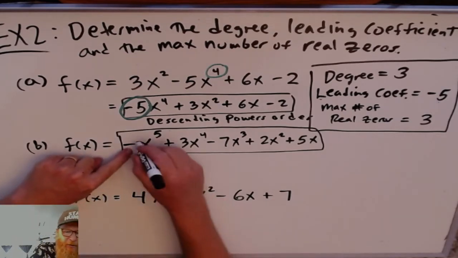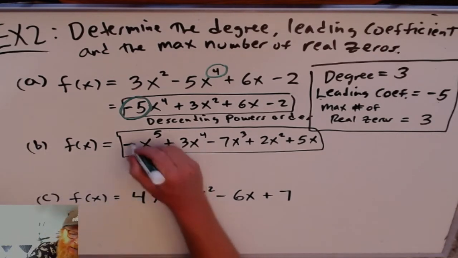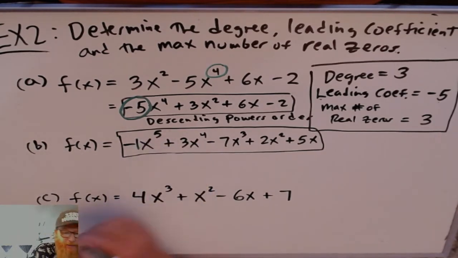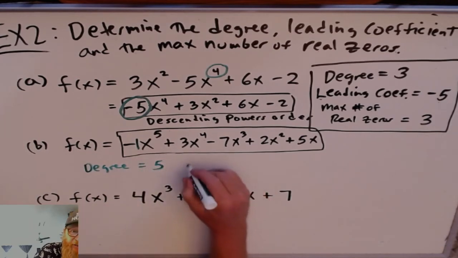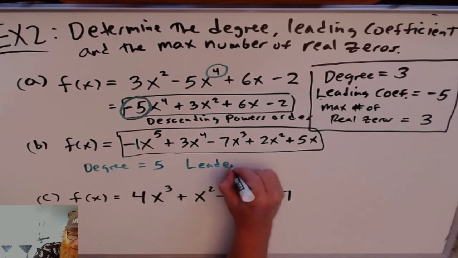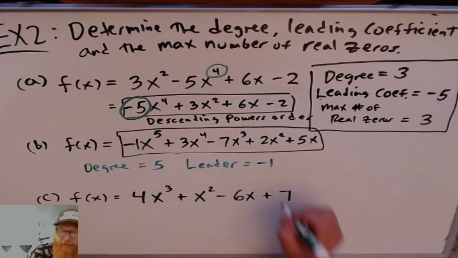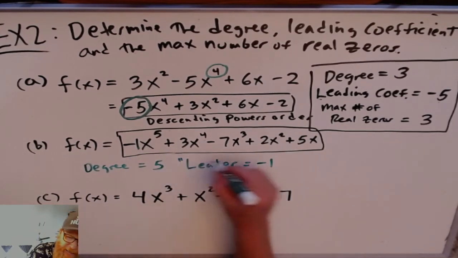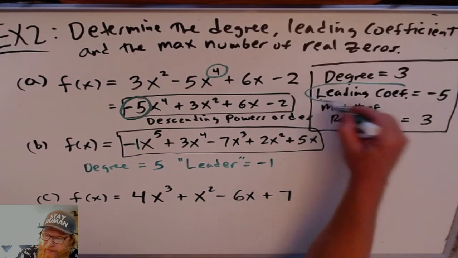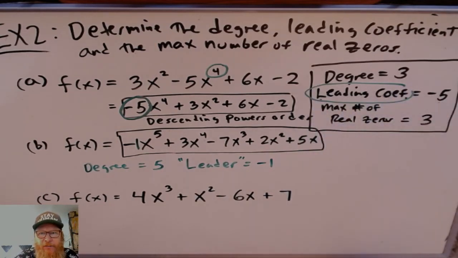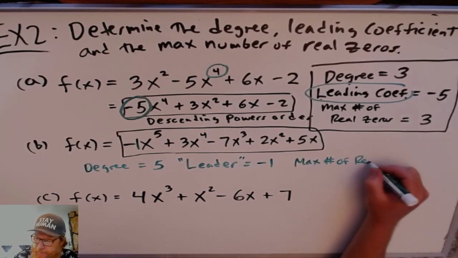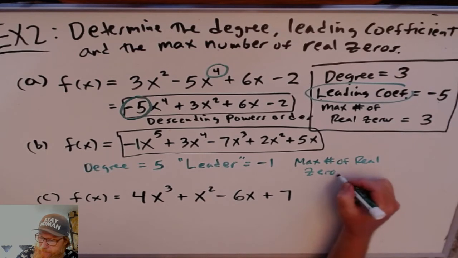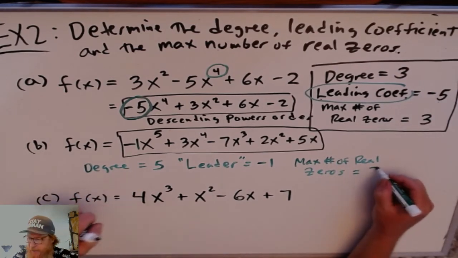There's an invisible -1 right here. So we got degree 5, leading coefficient, or I can just say leader, -1. Again, leader is not the proper word. It's leading coefficient, also known as leader. And then the max number of zeros is the same as the degree, 5.